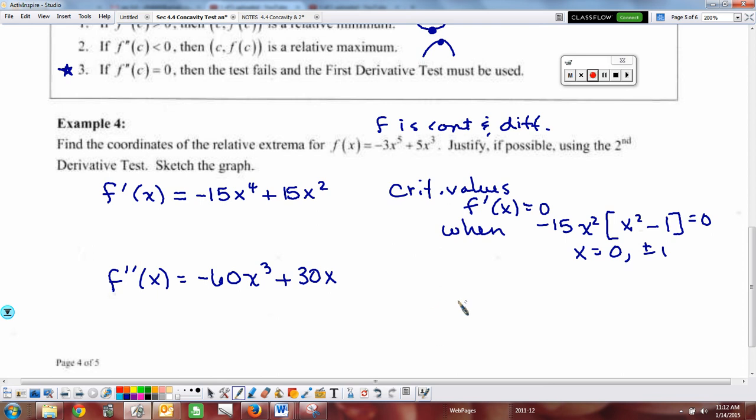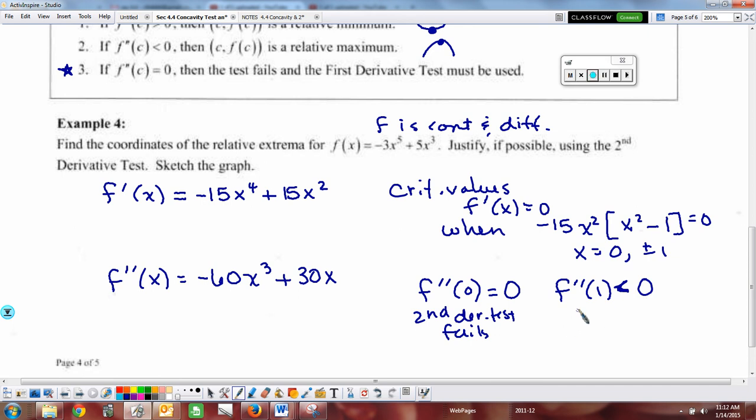What I know is that I'm going to take my critical values and plug them in to the second derivative. If I plug in 0, I get 0. Unfortunately, the second derivative test fails. We'll talk about what to do there. I plug in 1, and I get negative 60 plus 30, which is less than 0. Notice I don't even care what the value is.